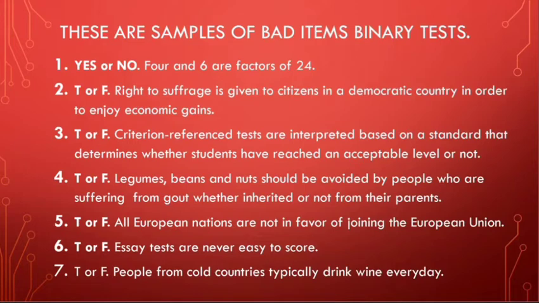Number seven, people from cold countries typically drink wine every day. So we have here the vague adjectives and adverbs. The vague modifier here is the word typically. What is typical for you may not be typical to the other, to the reader. So again, it's some sort of confusing. Those are the examples of poorly constructed binary test items.